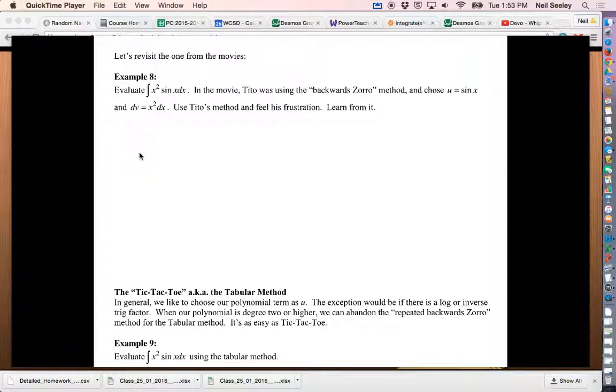Tabular method is awesome for a couple things. Products, like you're seeing right here. See this thing right here? That is ideal when you see it, and it can't be done by u substitution, because sometimes you can just use substitution and get it out of the way. Look for that, but if that doesn't work, it might be integration by parts.